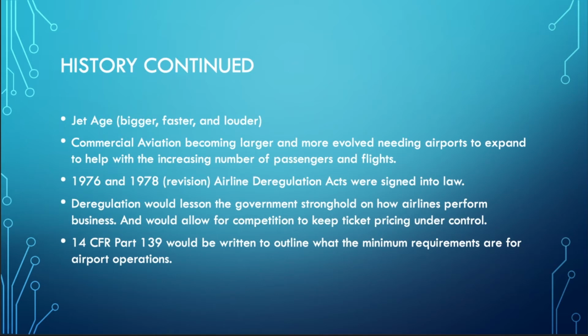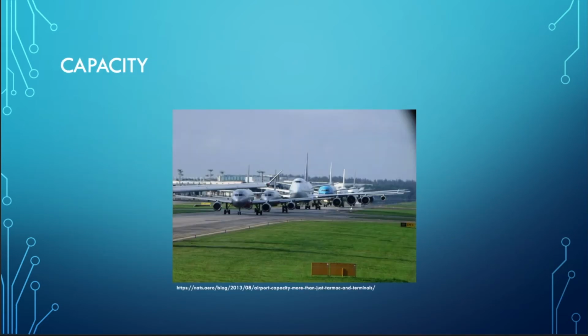Somewhere in the mix of the things between the jet age and the deregulation, 14 CFR Part 139 was also written, which are the minimum requirements for an airport to operate. Just like FAA Part 91 and 121 for private and commercial operations of aircraft. So the next topic of discussion we're going to move into is capacity.